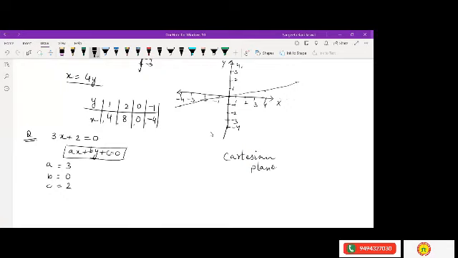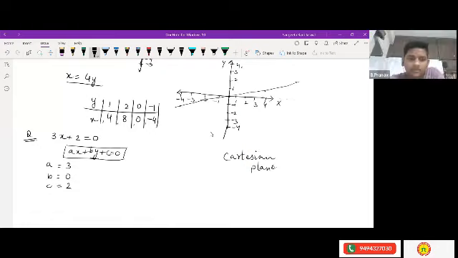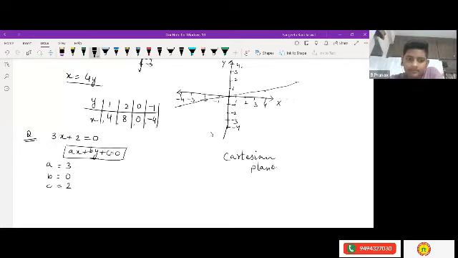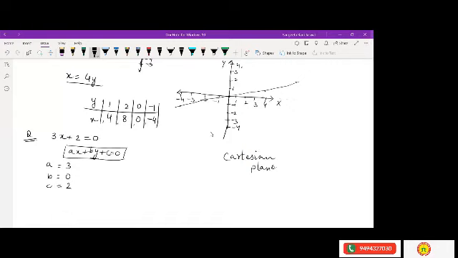See, x is the variable term. Whatever is with x, that is a. The coefficient of x term is a. The coefficient of y term will be b. But here there is no y term. So b is 0. And this is the constant term. So that means c is 2. All right. Now there is another question. So always remember the standard form of an equation.